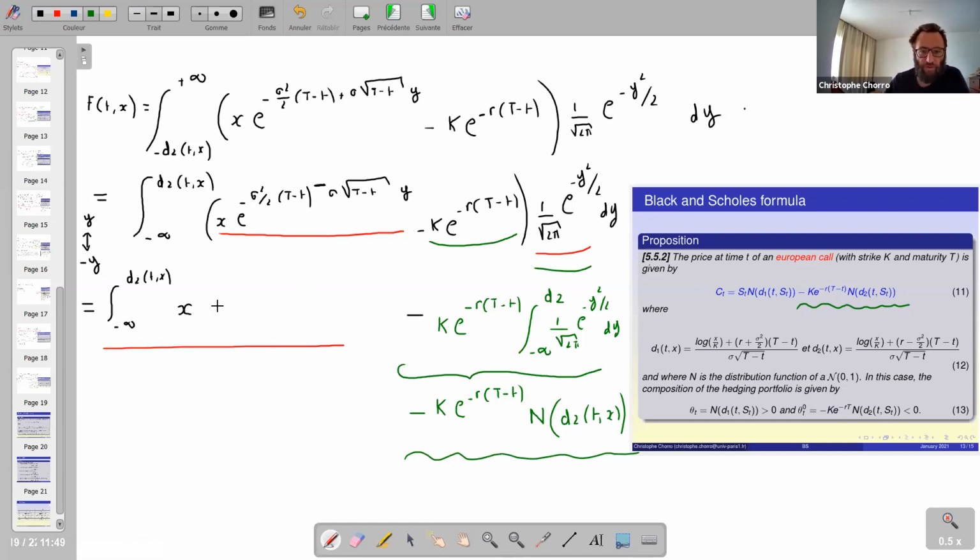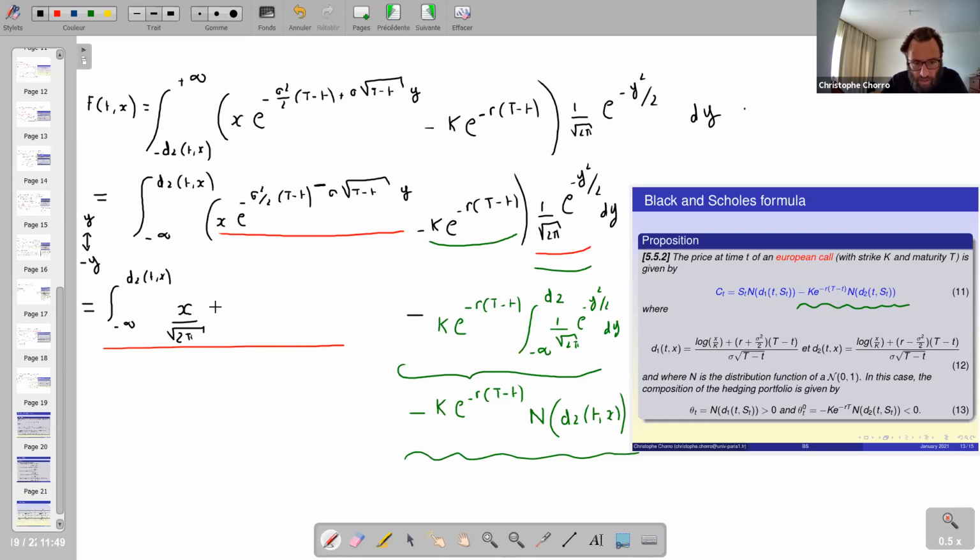If I come back to my first term, I have the square root of 2 pi, and I have this exponential here. And in fact, I see that in this exponential, I can make a perfect square appear.